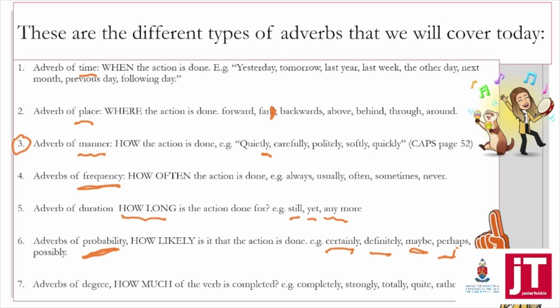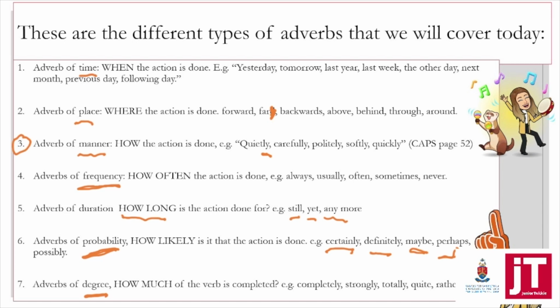Okay, so how likely are you to actually perform this verb? I will definitely do my homework. Well, it's like, I will probably not do my homework. Okay, but I hope that you do your homework. All right, number 7, adverbs of degree. How much of the verb is completed?